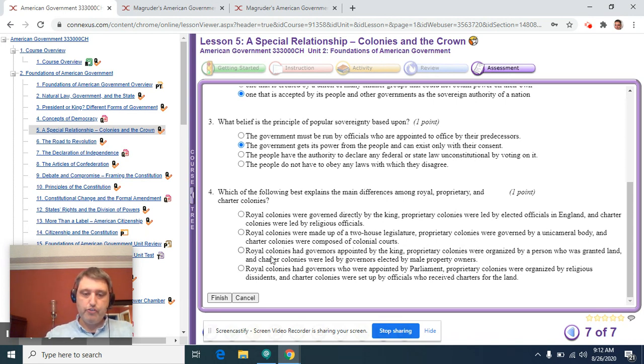Royal colonies had governors appointed by the king. Proprietary colonies were organized by a person who was granted land. Charter colonies were led by governors elected by male property owners. Royal colonies had governors who were appointed by Parliament. Proprietary colonies were organized by religious dissidents, and charter colonies were set up by officials who received charters for the land. Okay, so the answer there.